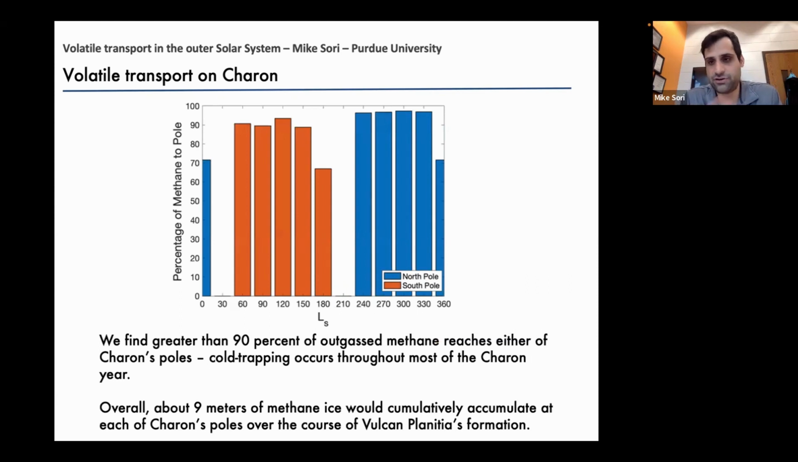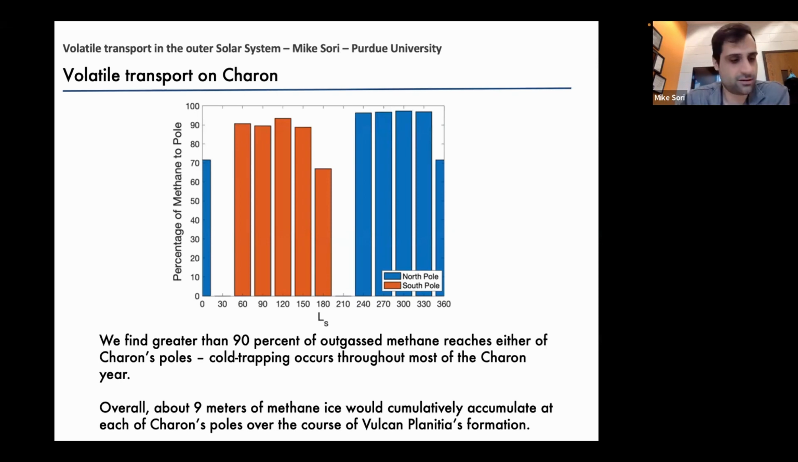The final answer, if we do a full time-evolving simulation, looks something like this. Around 90% of molecules that get sourced from Vulcan Planitia will end up finding their way to the winter pole before they are lost, and then they'll stick around the winter pole until it's no longer winter and that pole is facing the sun. There are a few portions of the year around LSBS 30 and 210 where this probably doesn't happen, but most of the year, 90% of the molecules can find their way to a cold trap. And if you integrate this throughout the entire history of Vulcan Planitia, this ends up being something like 9 meters of methane deposited at each pole.